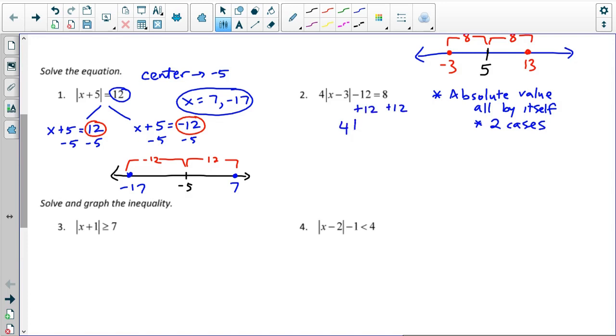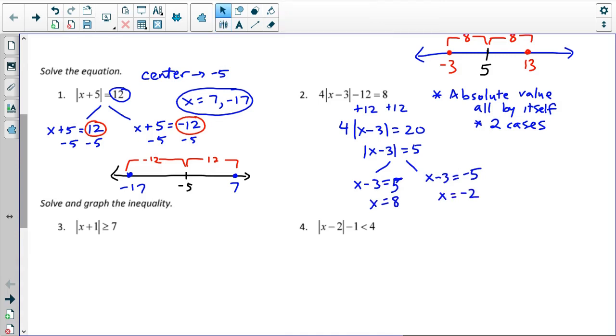So now I have 4 times the absolute value of x minus 3 is equal to 20. Then I will divide by 4. So I get the absolute value of x minus 3 equals 5. If I then break this into two cases, I have x minus 3 equals 5, or x minus 3 equals negative 5. When I solve this, I get x equals 8 and x equals negative 2.